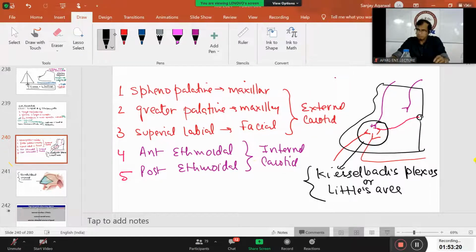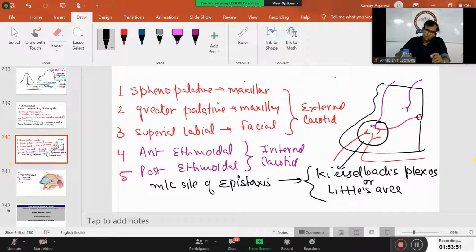And we all know the importance of this area. It's the most common site of epistaxis or nasal bleeding. This is a very important MCQ. Everybody knows this, very simple question. So, which is the most common artery of epistaxis? The first artery, sphenopalatine artery. This is called the artery of epistaxis. Sphenopalatine artery is called the artery of epistaxis.